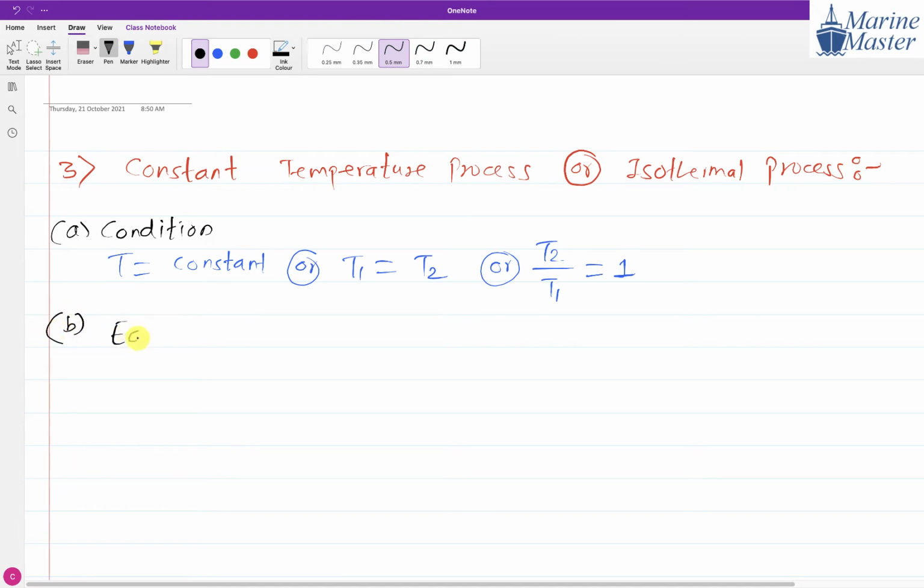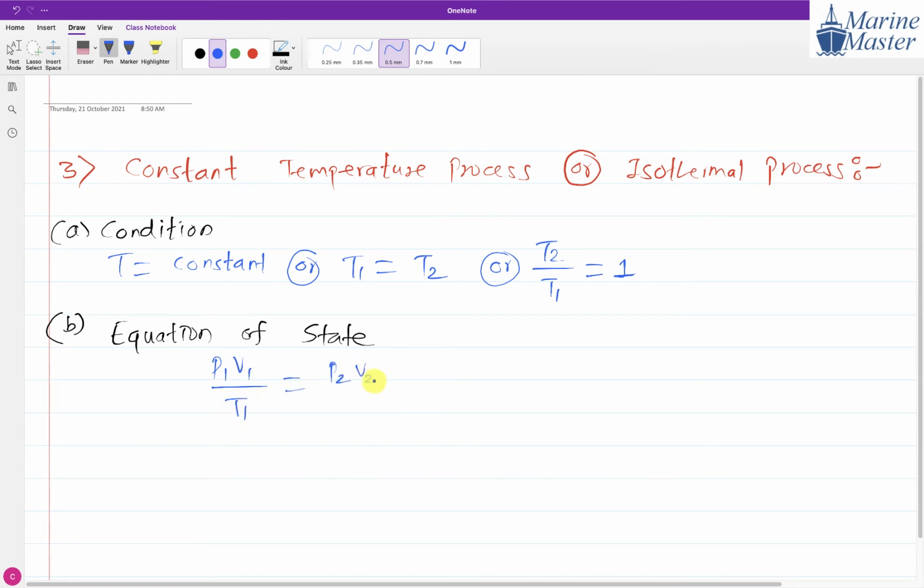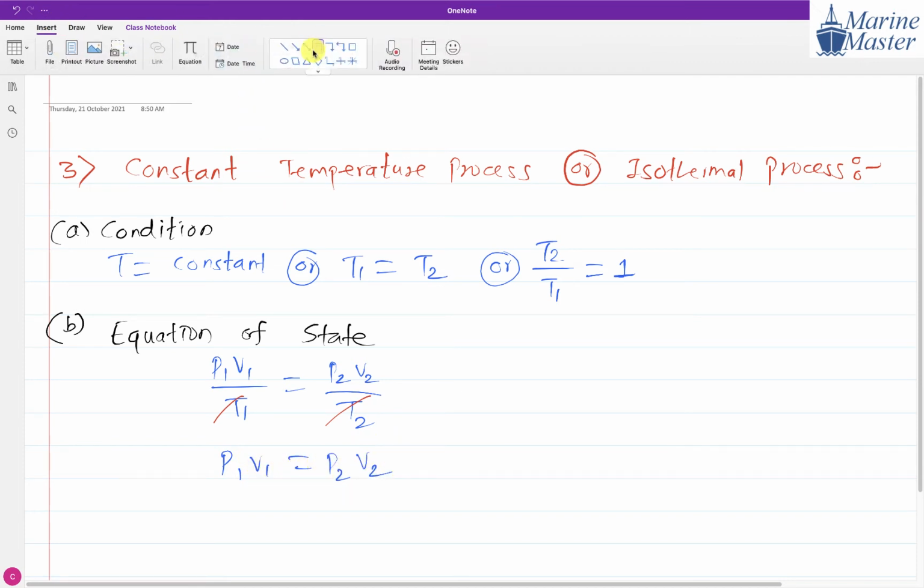Now then B point will be what? Equation of state. Our generalized equation of state will be P1 V1 by T1 is equal to P2 V2 by T2. T1 and T2 are constant, or the same, so we can cancel them. Therefore, P1 V1 is equal to P2 V2. So please write down this relation.